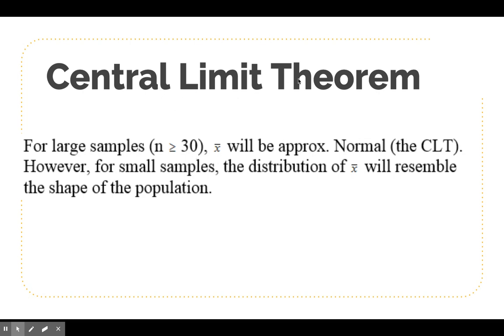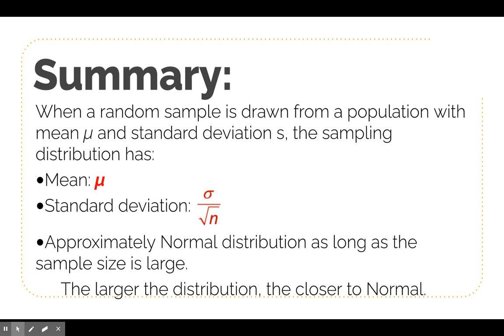So the central limit theorem, numbers-wise, states that for large samples where n is greater than or equal to 30, x bar will be approximately normal. However, for small samples, the distribution of x bar will resemble the shape of the population. So essentially, you have to take a large enough sample size to get it to be approximately normal. Otherwise, it's just going to have the same shape that the population distribution did.